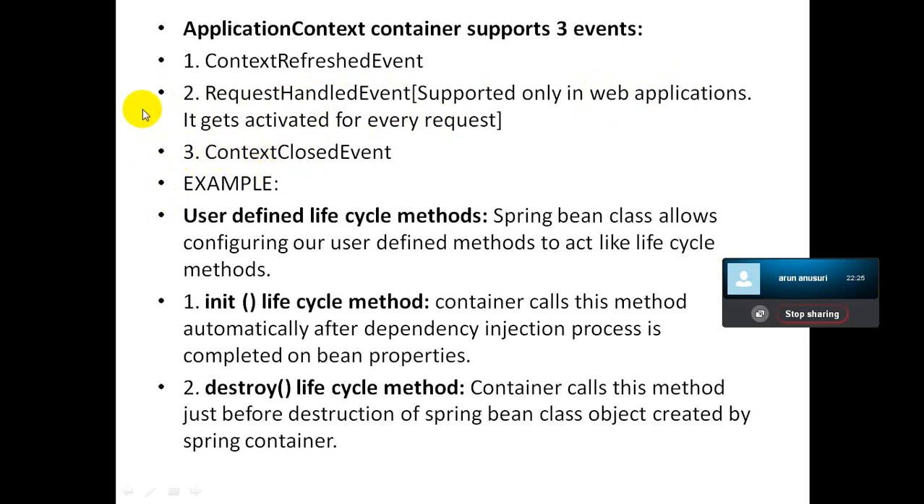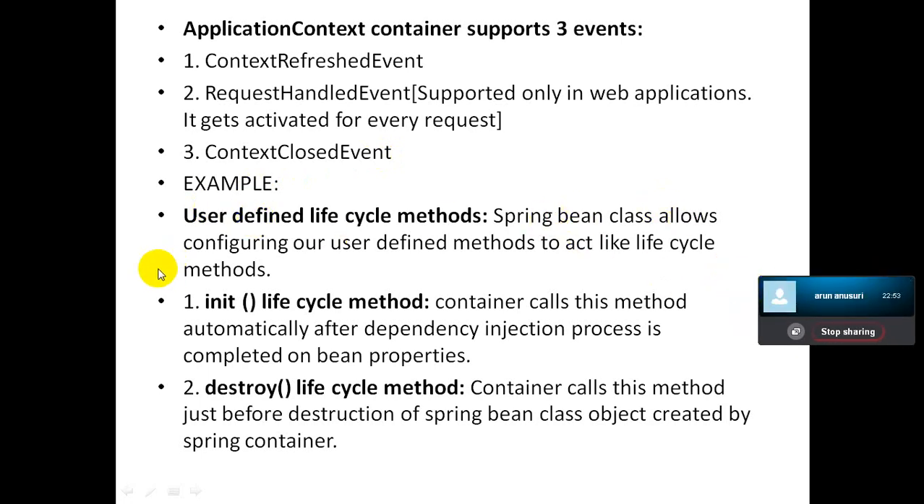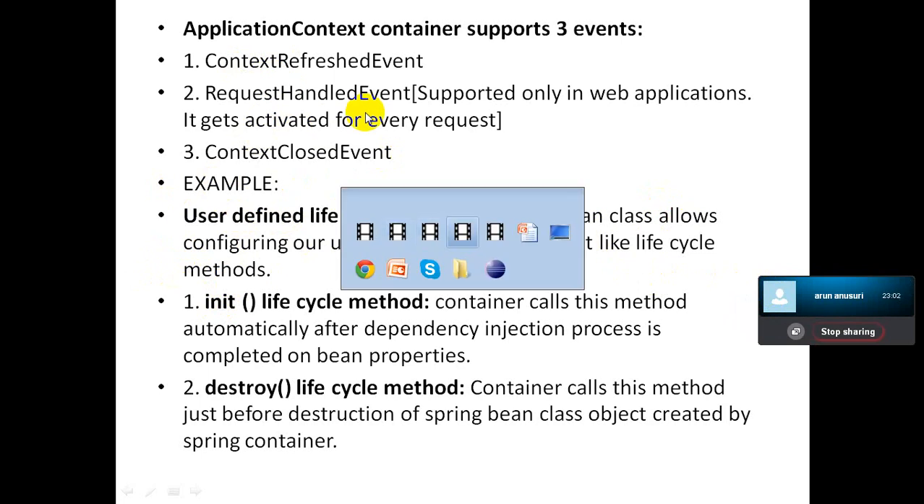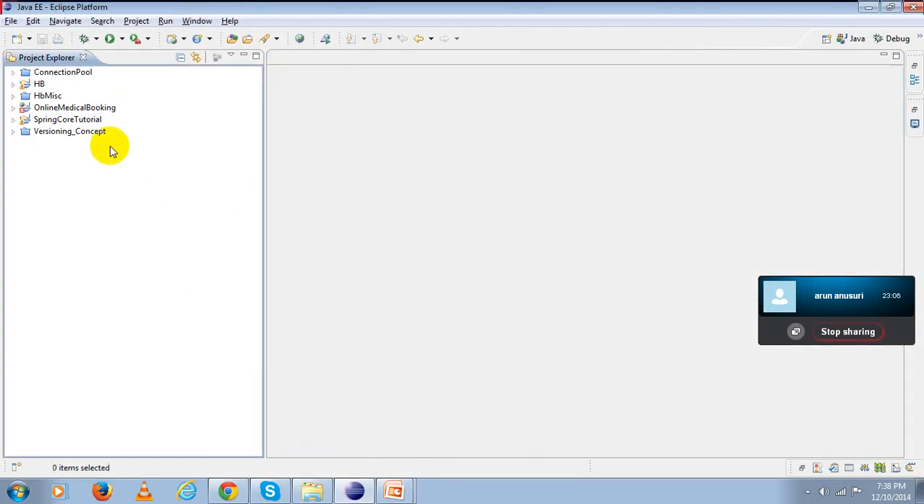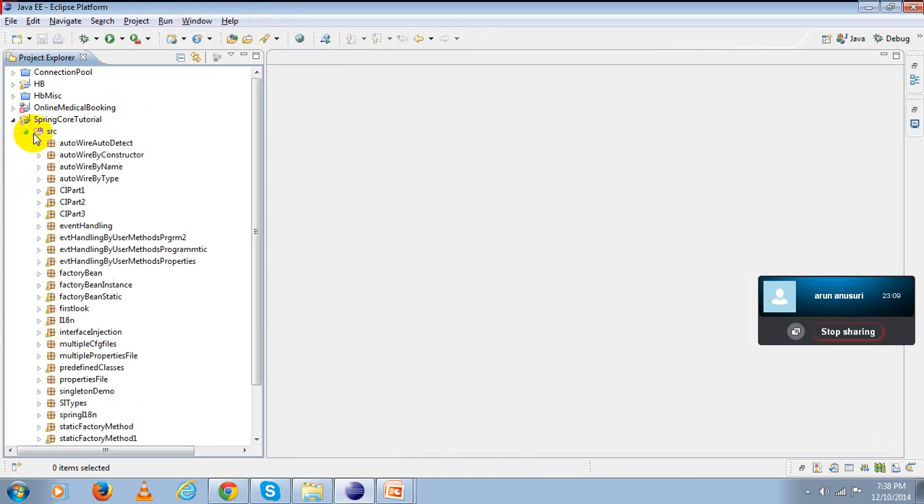Okay, so basically we can think of them like this. This is like a Spring container constructor, which is activated whenever the Spring container is constructed, and this is like the finalize method, which gets called whenever the Spring container is going to be destroyed. Example: user defined lifecycle methods. Spring Bean allows configuring our own methods to act as lifecycle methods. We'll have some examples of these context refreshed and context closed events, and see how to do the Spring event mechanisms.